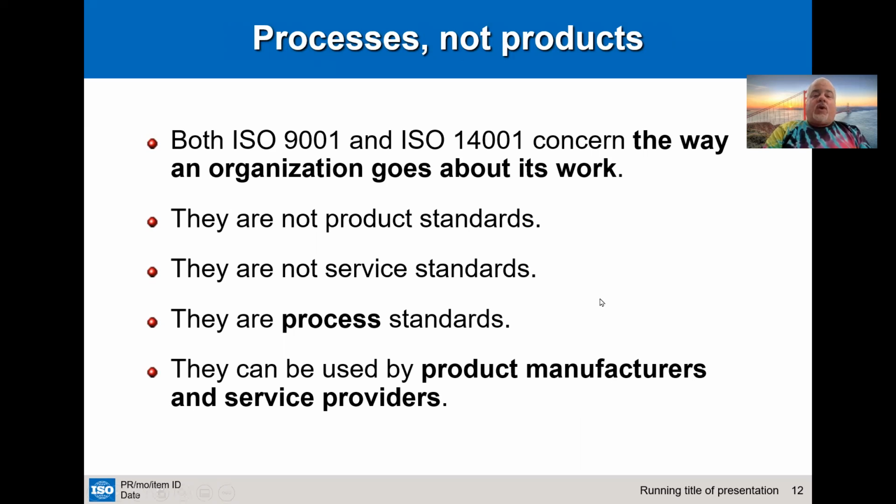So both 9001 and 14001 concern the way an organization goes about its work. They are not product standards. They don't tell you what to do. They're not telling you how to make a quality automobile or how to make a quality bag of salad. They don't care what your product is. That's up to you. You and your customer need to define what your product standards are. That's between you and your customer. The idea with 9001 and 14001 is developing processes to achieve those quality standards more efficiently, or those environmental standards more efficiently.